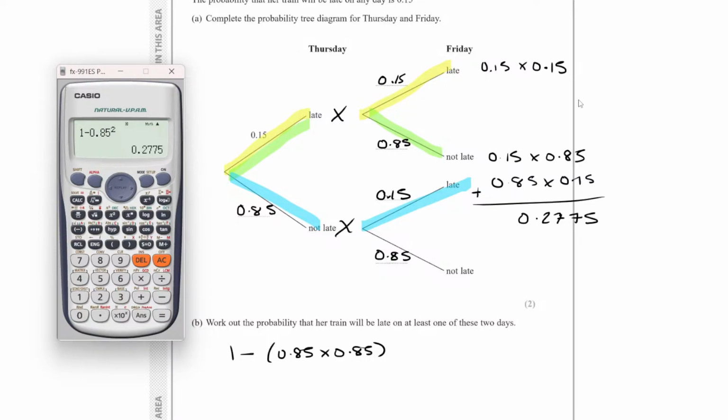Yeah, there is adding, but it's not between the branches, is it? If you have to add, it's only if you've got more than one scenario. You add at the end. But between the branches, it's always multiply.